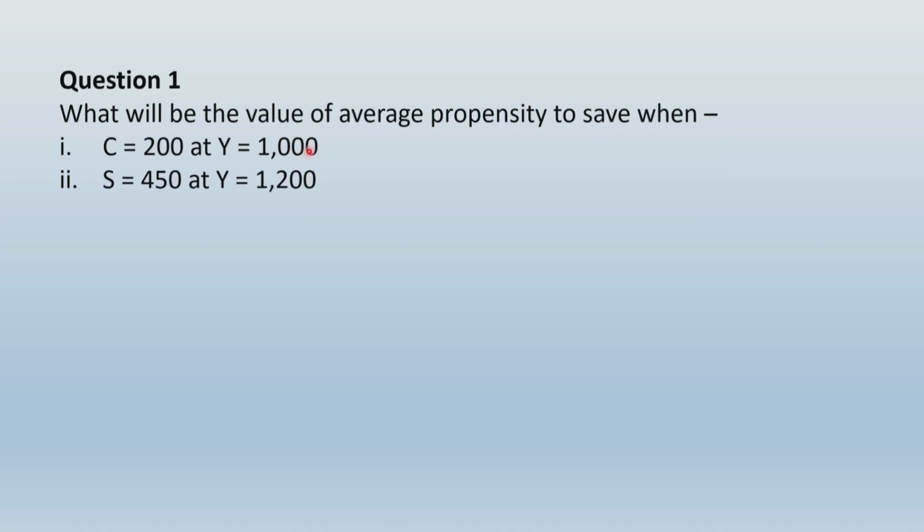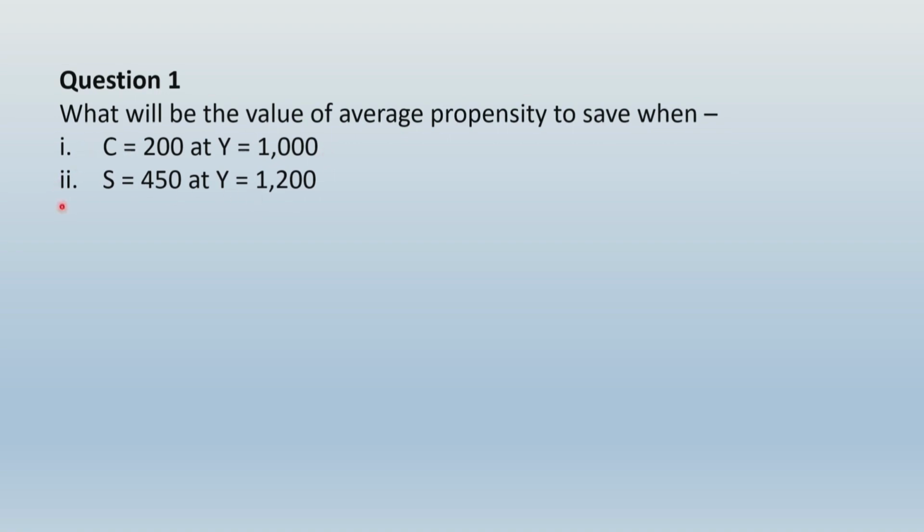Mind it, the question has not asked you marginal propensity to save. It is asking you average propensity to save, and average propensity to save is computed by taking what divided by what? Do you recollect? It is by taking total savings divided by total income. Correct? So in this case, total savings will be 800, total income is 1000. Average propensity to save will be 800 divided by 1000, that will be 0.8.